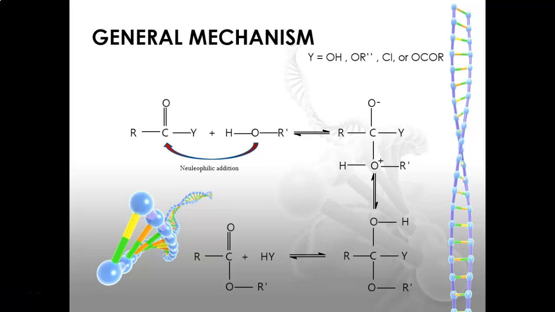The general mechanism of polyester involves the reaction between the acid and the alcohol, and there is the nucleophilic addition between alcohol and acid to produce polyester. This is the basic general reaction of polyester. So why here is OH or OR and Cl or OCOOR.